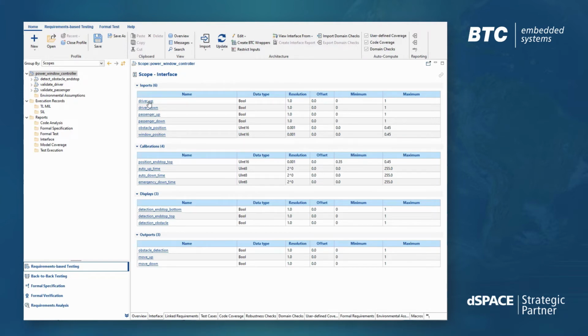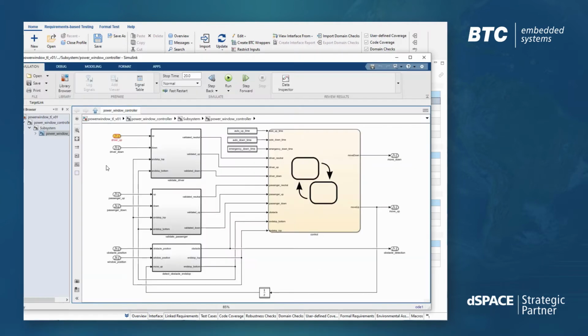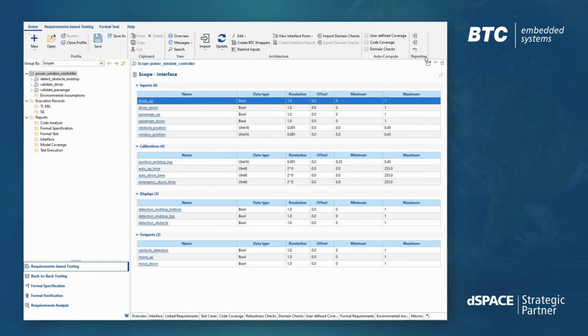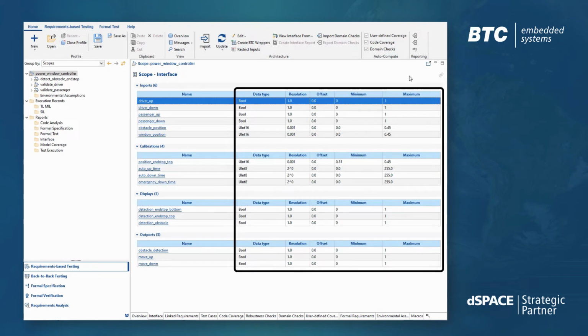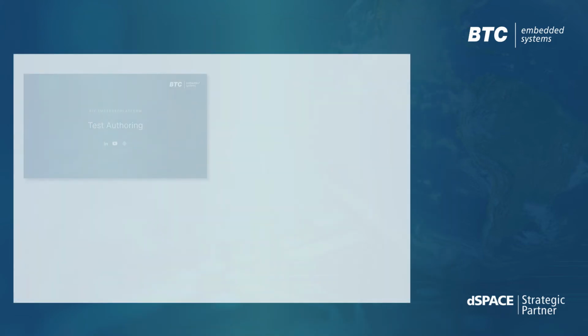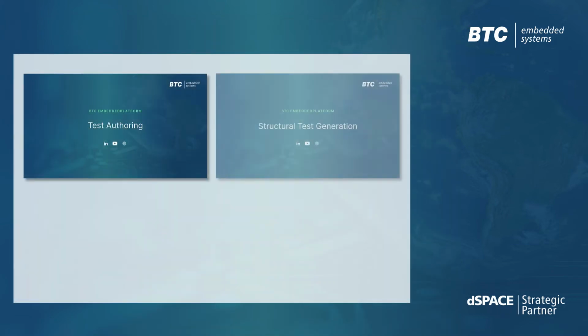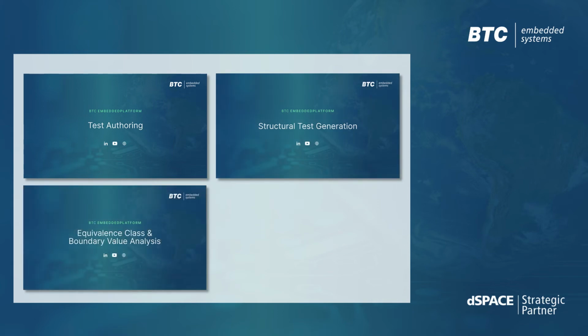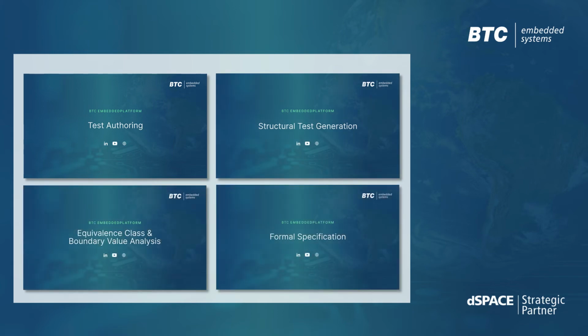For every element, a hyperlink to the model is provided, allowing you to inspect the blocks, ports, and subsystems. For each signal, valuable information like data type, scaling, and min-max is directly identified. This information is available and valuable for many different tasks within BTC EmbeddedPlatform, including test authoring, automatic test generation, boundary value analysis, and formal specification.